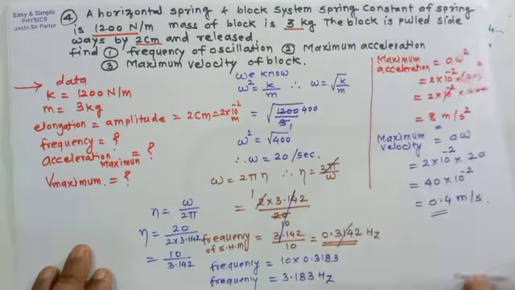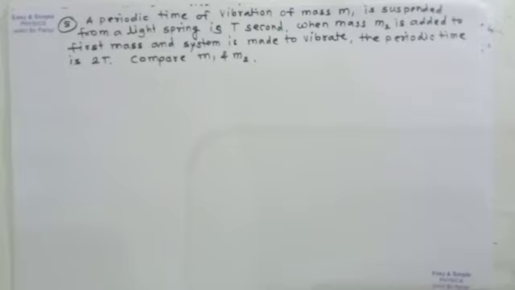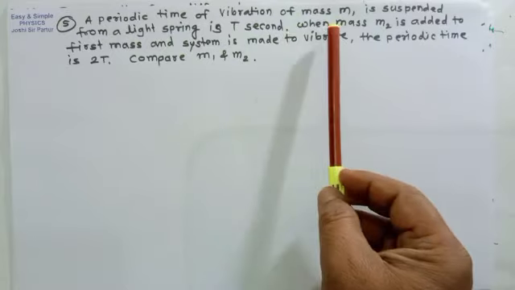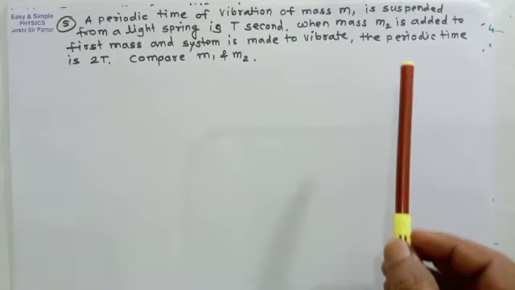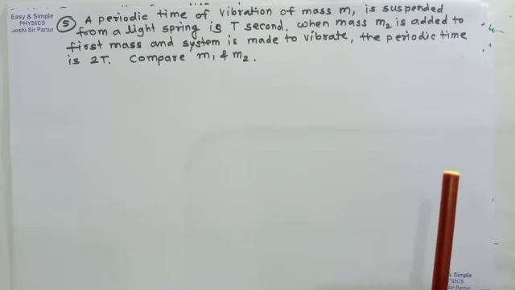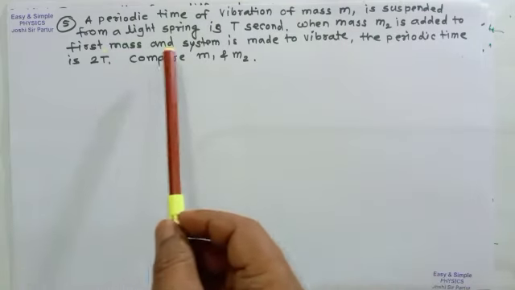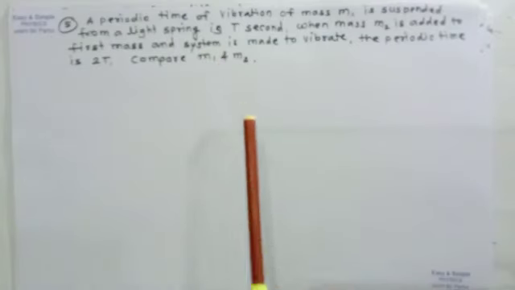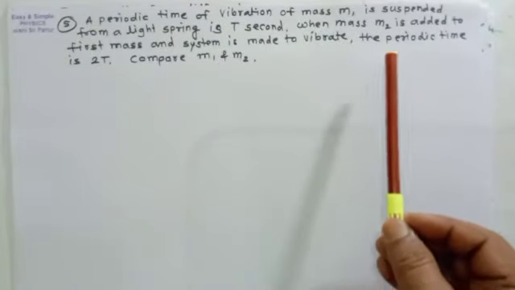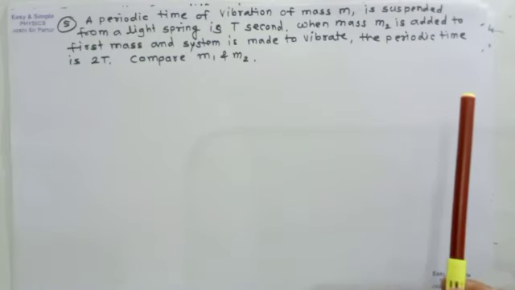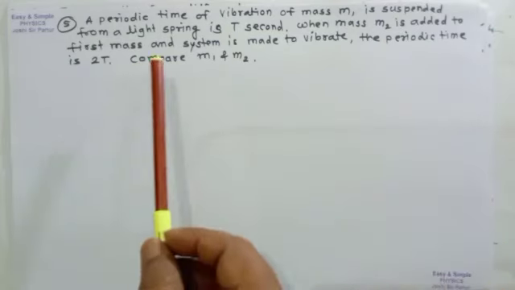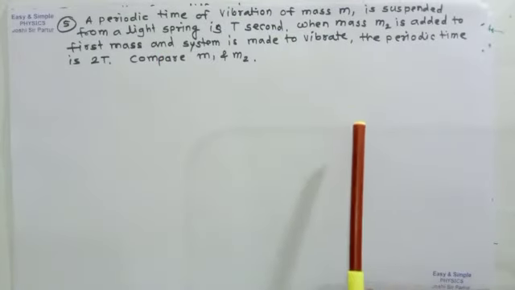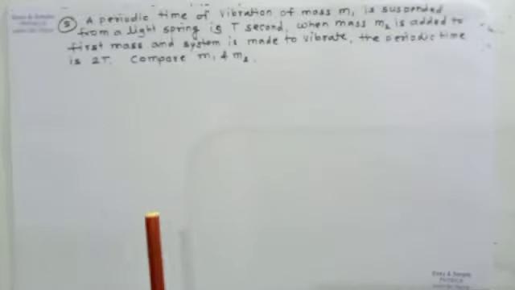Again, if we solve another example: the periodic time of vibration of a mass m1 suspended from a light spring is t seconds. When mass m2 is added to the first mass and the system is made to vibrate, the periodic time is 2t. Compare m1 and m2. So here data is given.